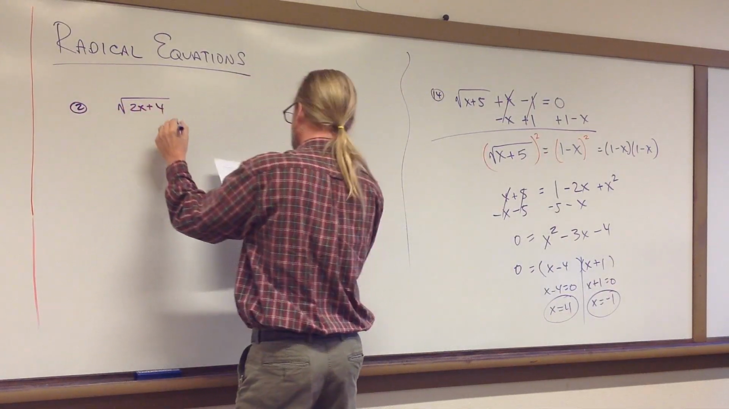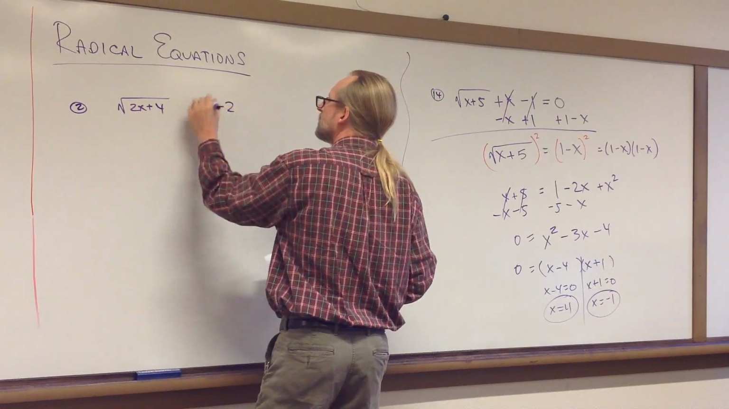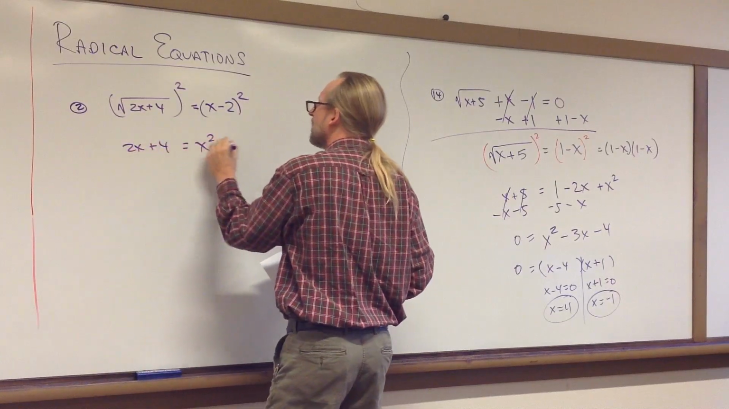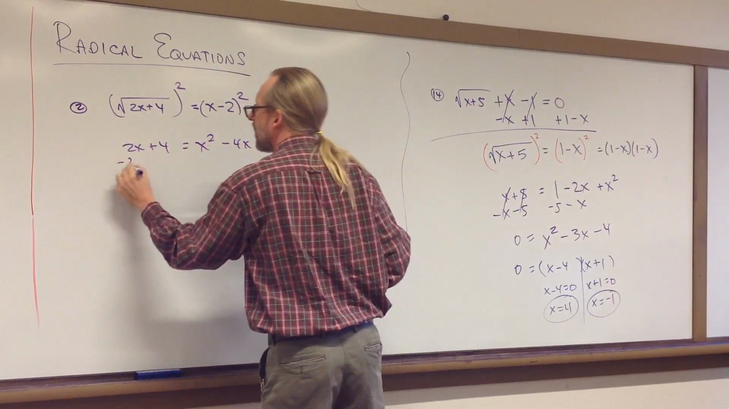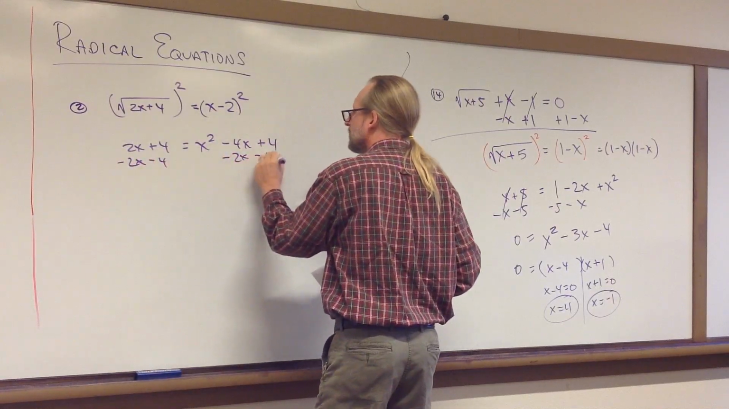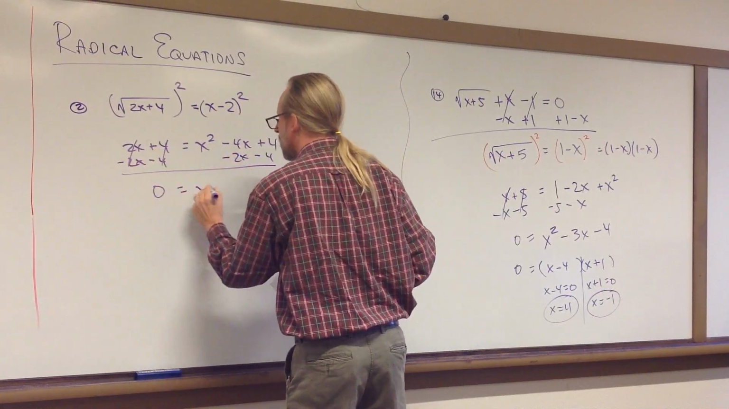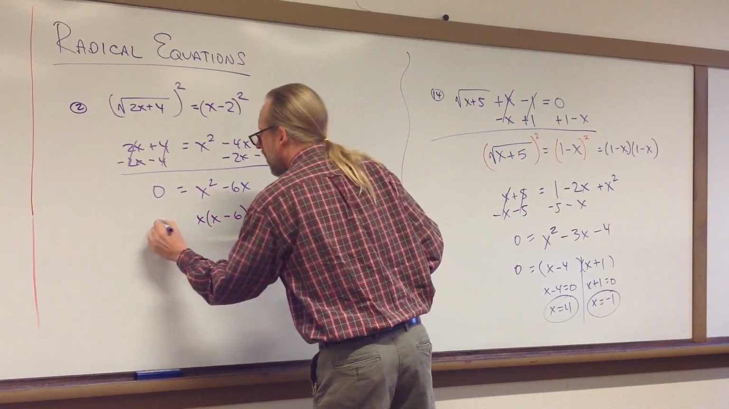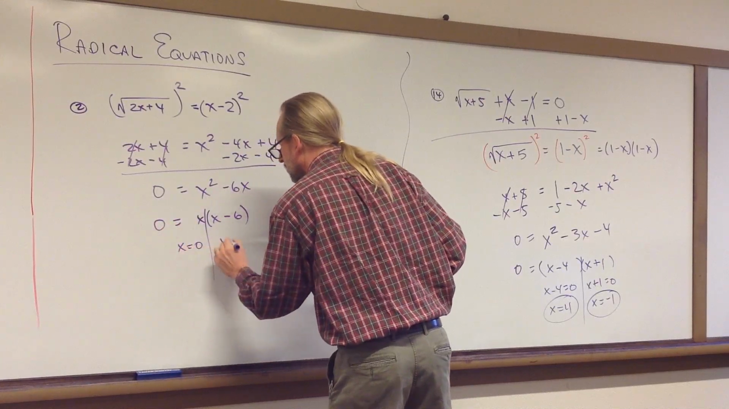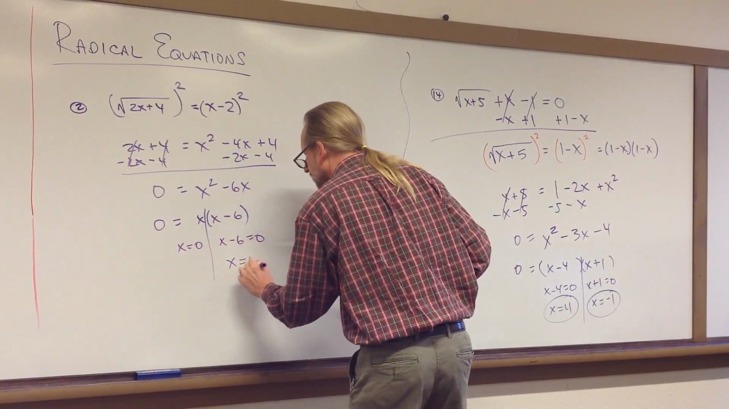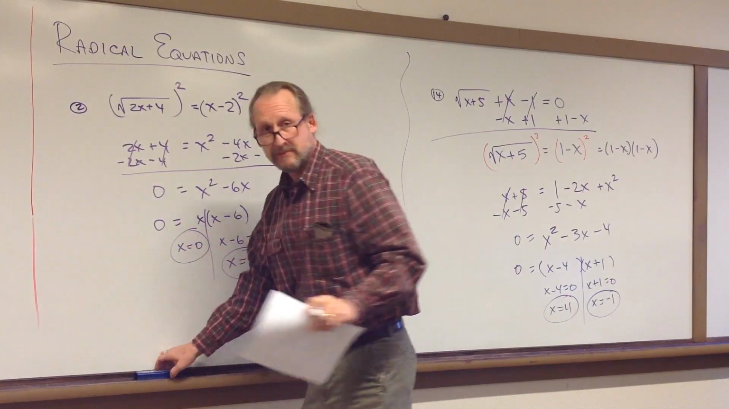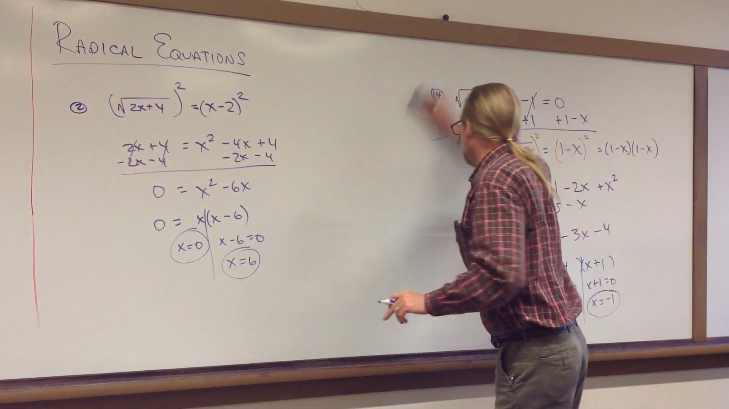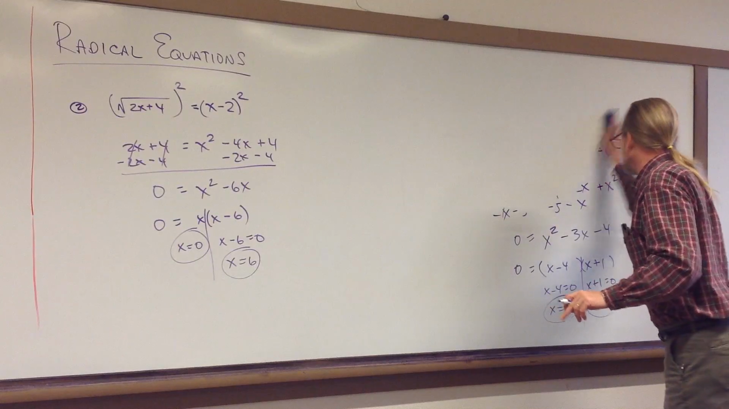We started out with the square root of 2x plus 4 equals x minus 2. So if we square both sides, this will be x squared minus 4x plus 4. Subtract the 2x and the 4 on both sides. And then when we factored it, we got these solutions x equals 0 and x equals 6. Okay, now let's step back and think about what would happen if we plug these back into the equation to make sure that they work.